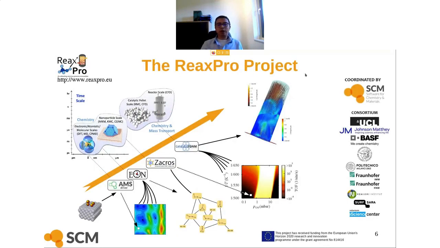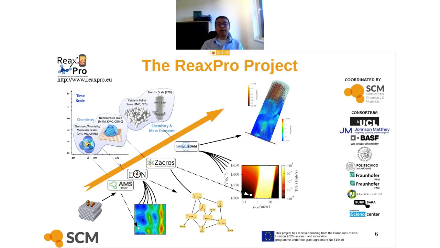in SCM, we are participating in the REAXPRO project. Actually, it's coordinated by SCM. It's a really ambitious project in which several institutions are involved. The idea of this project is basically to go from the electronic and atomistic scales up to the real reactor size scale. And the idea is to create a single workflow that can go from here up to here in a fully automatic way without any human supervision. So it's a really ambitious project.